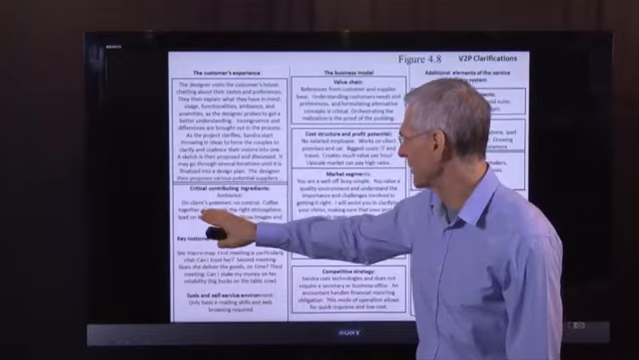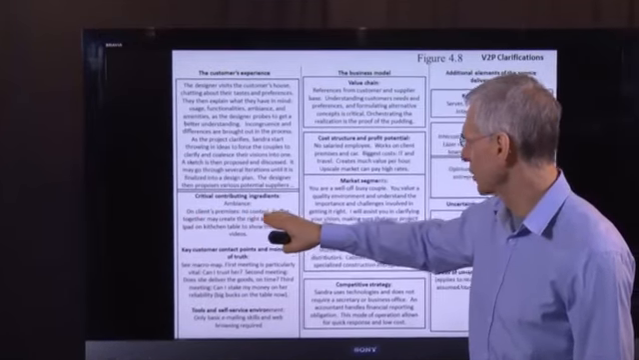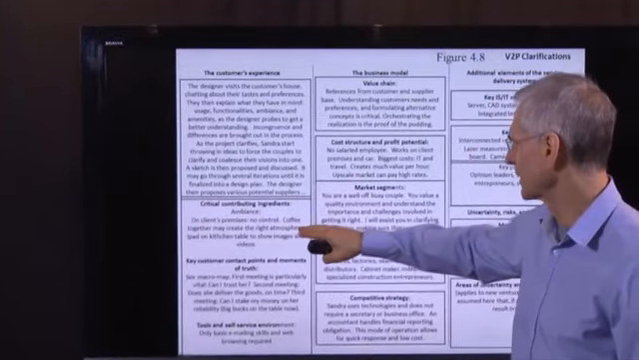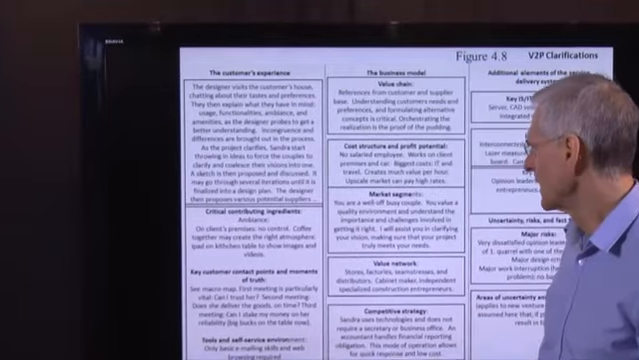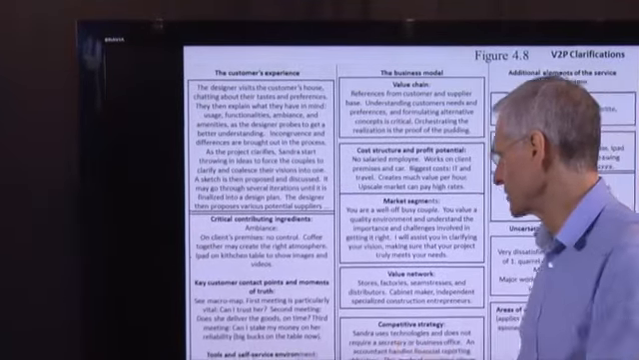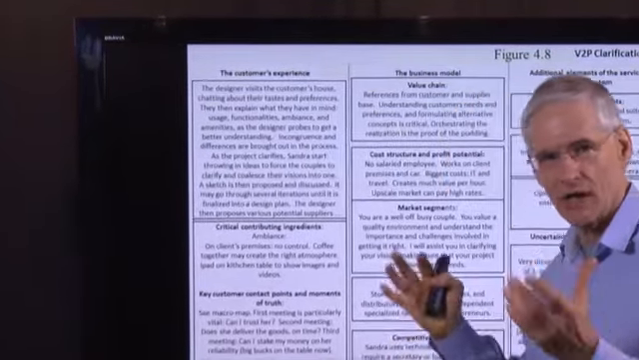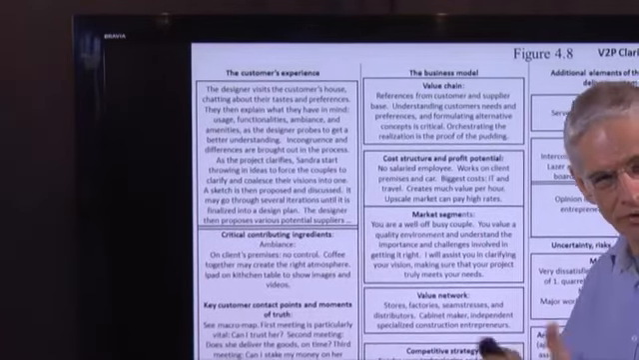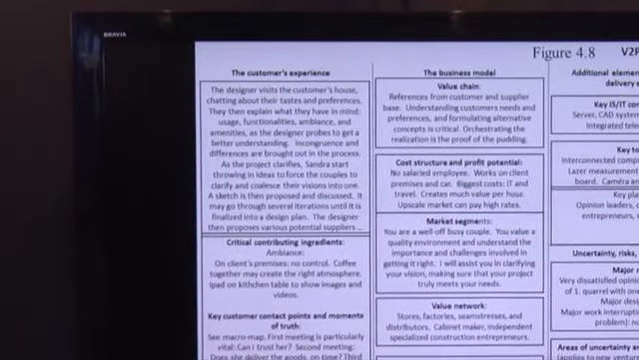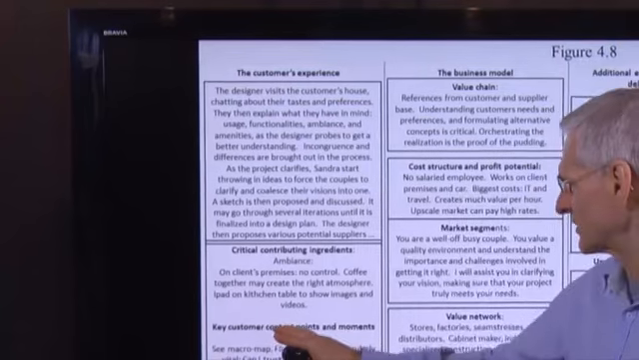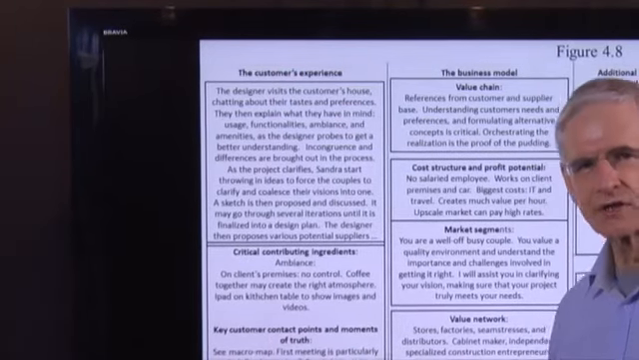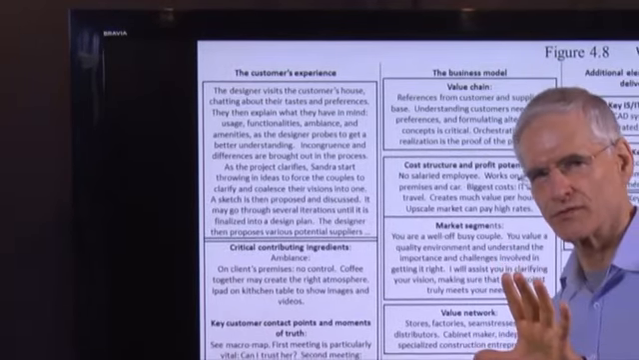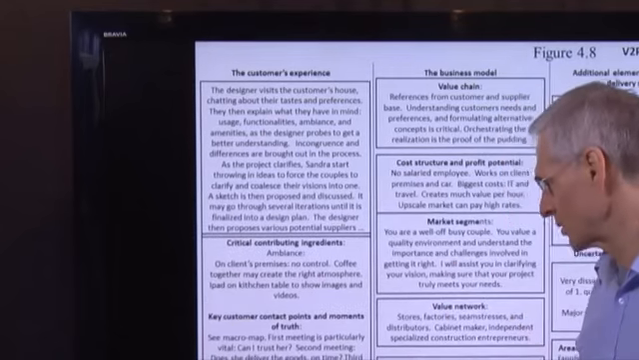Critical ingredient to the ambiance. On the client's premises, no control. Coffee together may create the right atmosphere. An iPad on the kitchen table to show images and video. This is the ambiance. She's not at home. She's with the customer, in the customer's environment. Key customer contact points. Well, this is where process mapping will be useful, with the line of interaction. I'll show that in a minute.